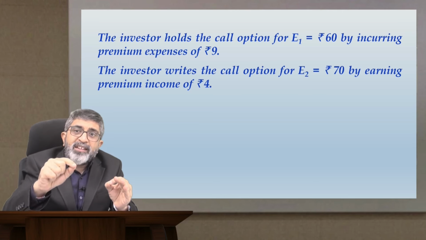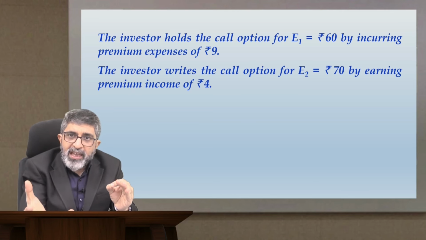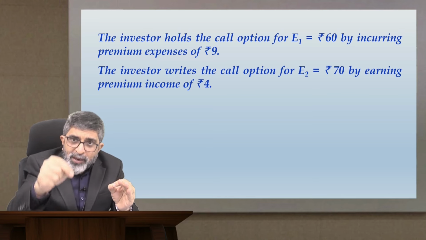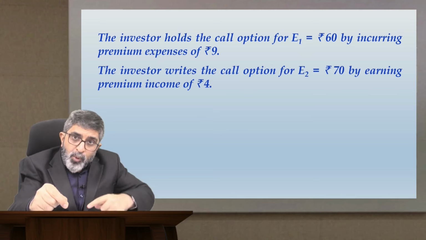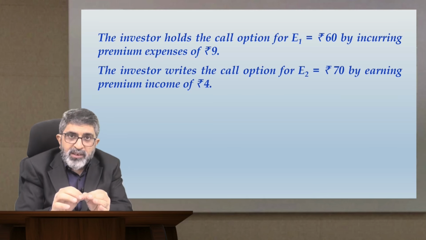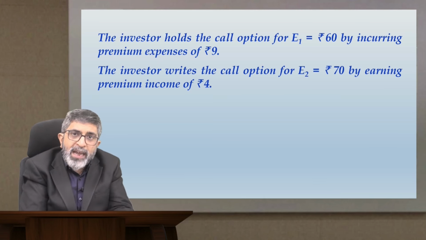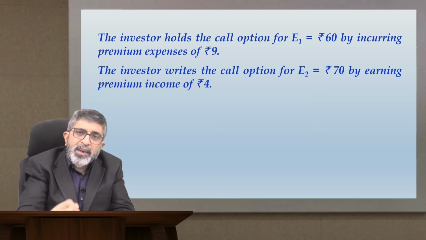So E1 is the price for the share, that is the underlying. The cheaper the price for the underlying, the more expensive the option will be, correct? Because if you want to buy cheaper, that option will be expensive.